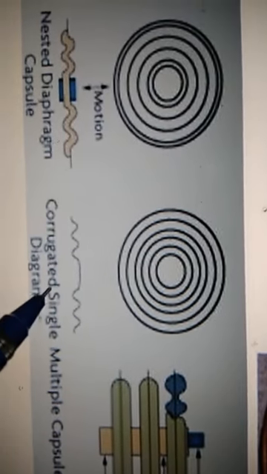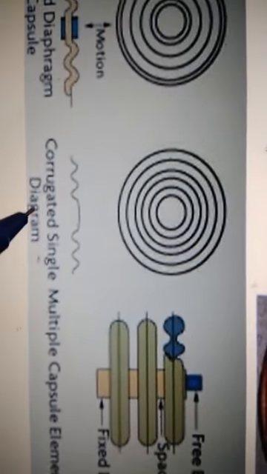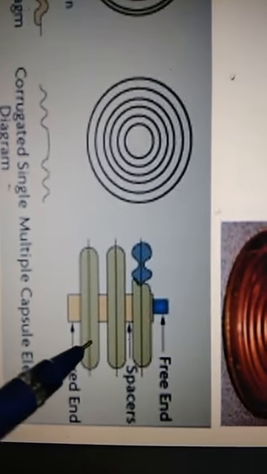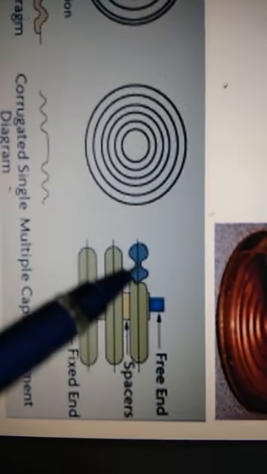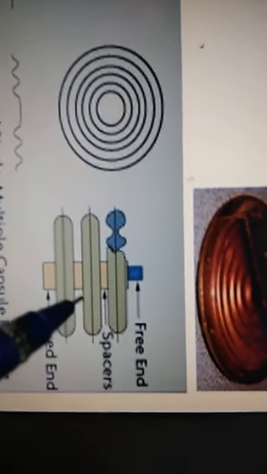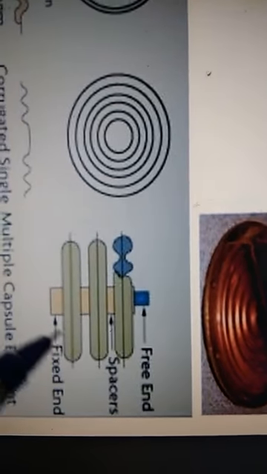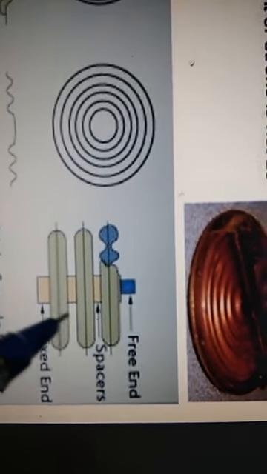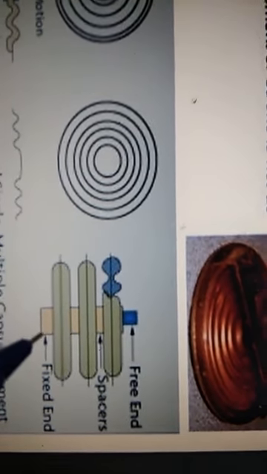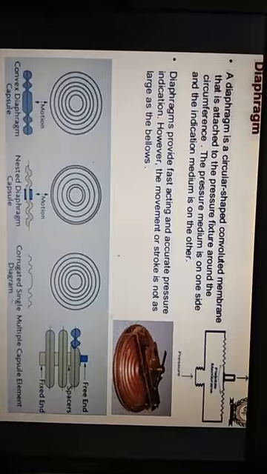And this is the corrugated single multiple capsule element diaphragm. And here is the motion. This is the free end, and here are the spacers, shown here, and this is the fixed end. So these are the different types of diaphragm which can be used for the pressure measurement.